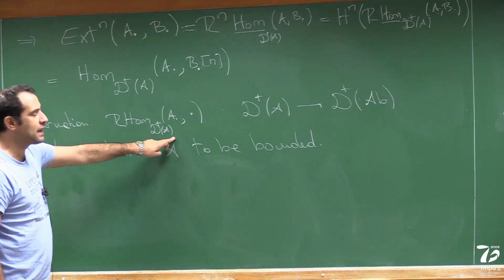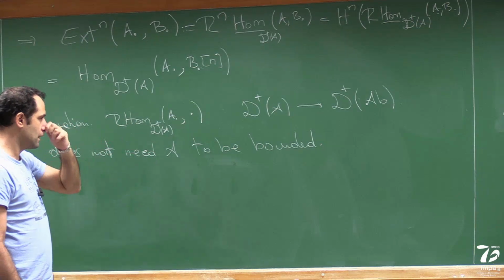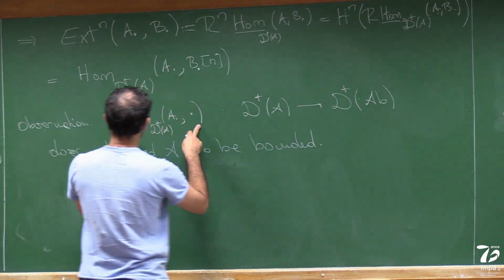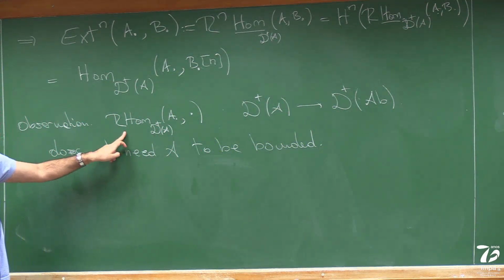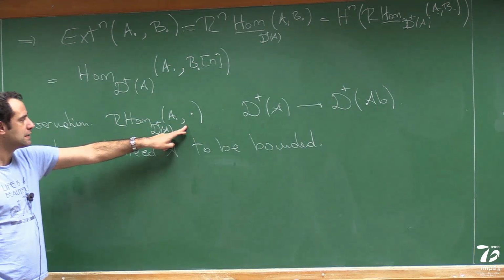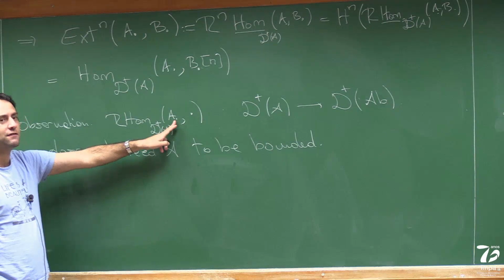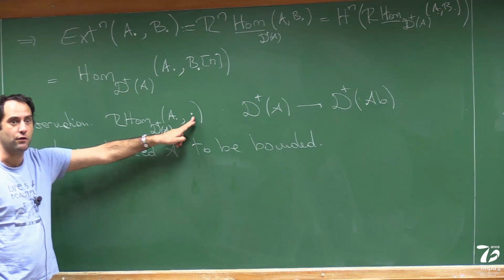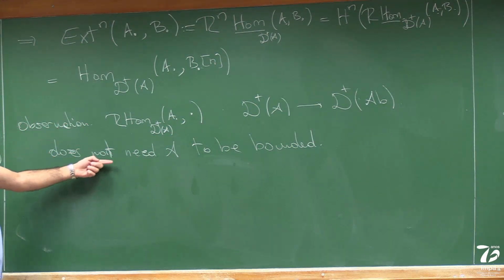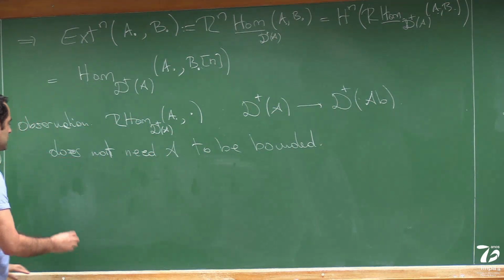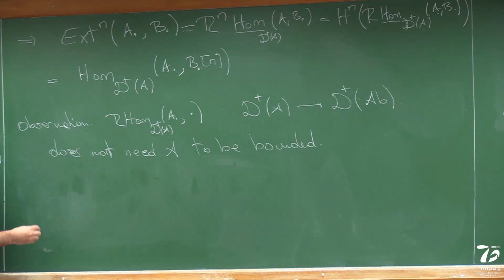So remember, these D^+ are bounded below, and this thing here shifts increase degree by k. Let's say that this is bounded below at 0. So this R Hom is going to be bounded below because it doesn't matter how negative this A is, it's going to have to go to 0 in negative degrees because this object is 0 in negative degrees. So this is well defined regardless of A being bounded or not. Second is that this is functorial in A.